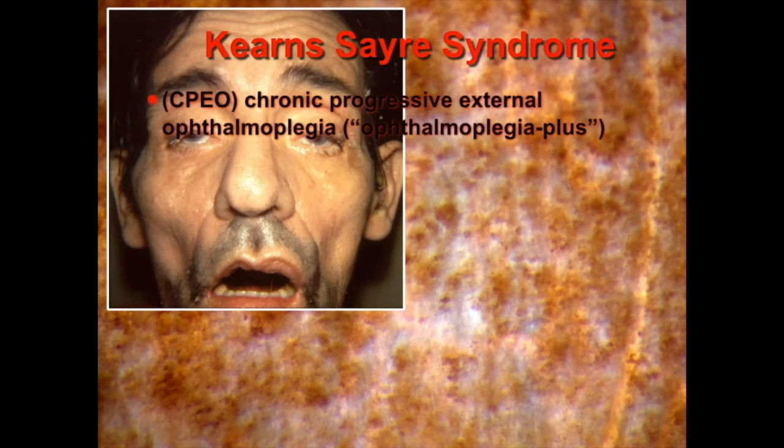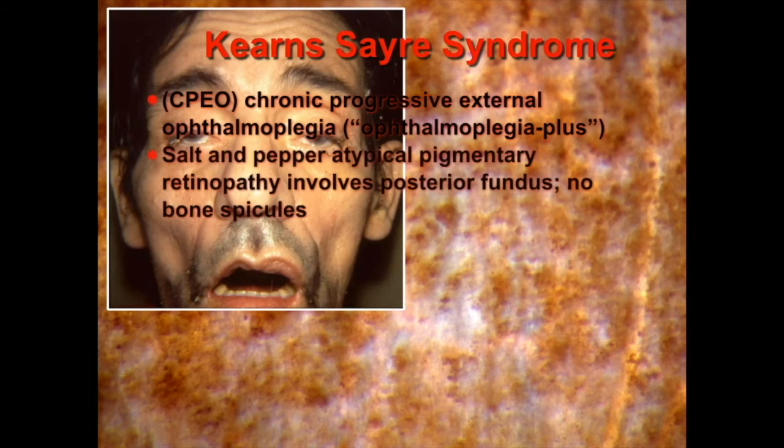This is a patient with Kearns-Sayre syndrome, one of the chronic progressive external ophthalmoplegia syndromes. These patients do not have bone spicules. They have salt and pepper pigmentary retinopathy. Importantly, they have cardiac conduction defects like heart block. The patient illustrated here actually had been admitted to hospital several times in attacks of ventricular tachycardia.